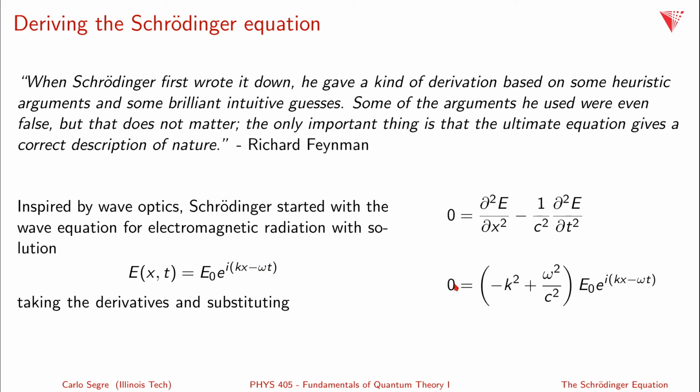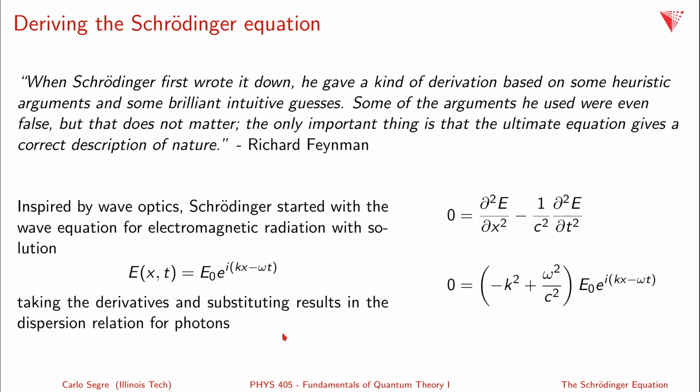So on the left side we have 0. On the right side, the second derivative with respect to space gives me an i squared k squared, but that means minus k squared. So we get a minus k squared. The second derivative with respect to time gives me a minus i omega quantity squared, but there's a minus sign here, so that flips a sign, and we get minus omega squared over c squared. So we get quantity minus k squared plus omega squared over c squared times the wave function back again, E sub 0, e to the i times kx minus omega t.